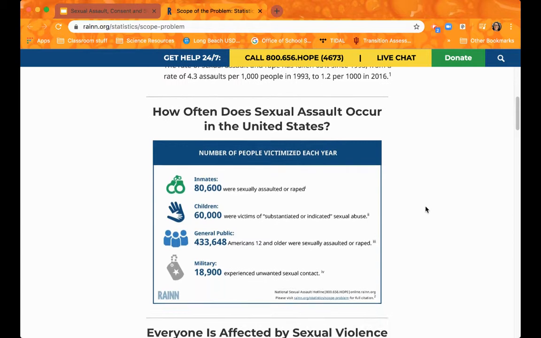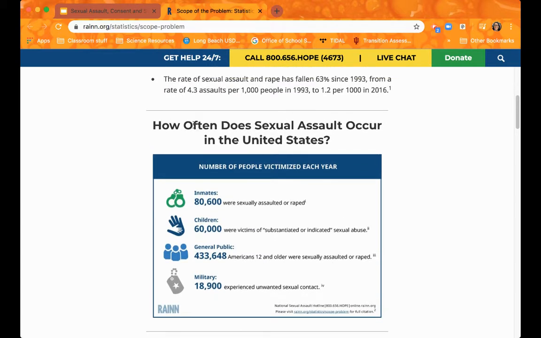We're going to scroll down and look at how often sexual assault occurs in the United States. So this is the number of people victimized each year. These are the people who are the victims that it's happening to. Inmates, so that means people in prison. About 80,600 people in prison were sexually assaulted or raped.